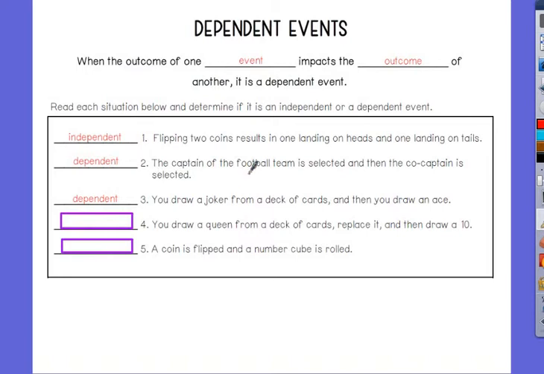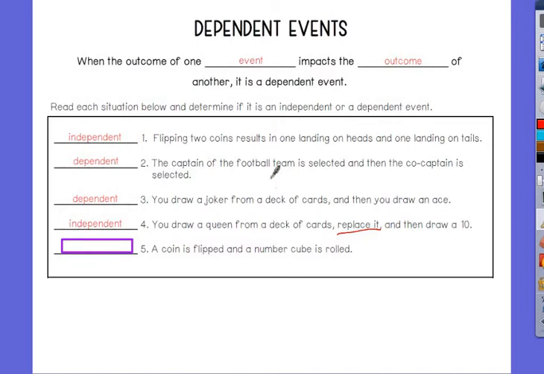You draw a queen from the deck, replace it, and then draw a 10. Independent. Independent. Why is it independent? What key word? Because you replace. Replace it is the key word. So that means I never changed the number of total cards that was in my deck. What about, it says replace it, but then you said in drawing 10.